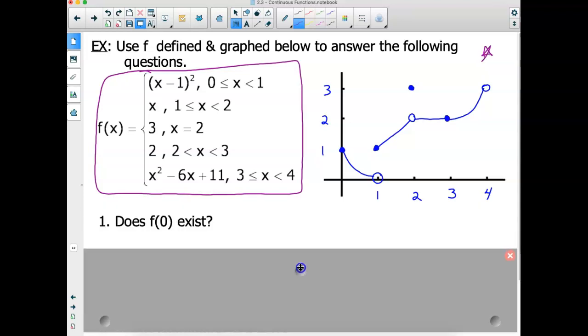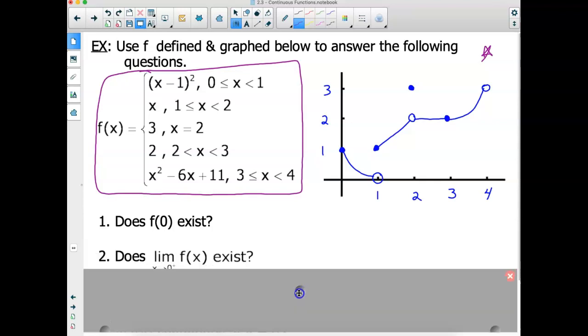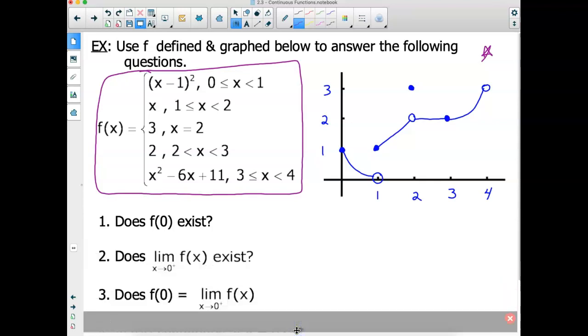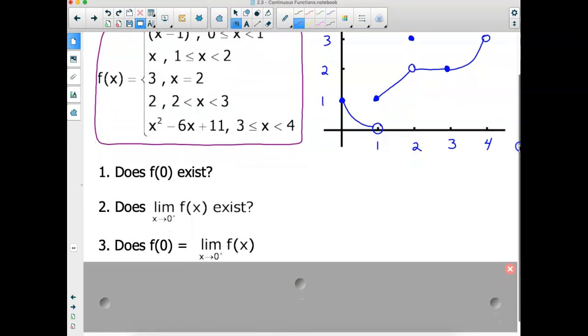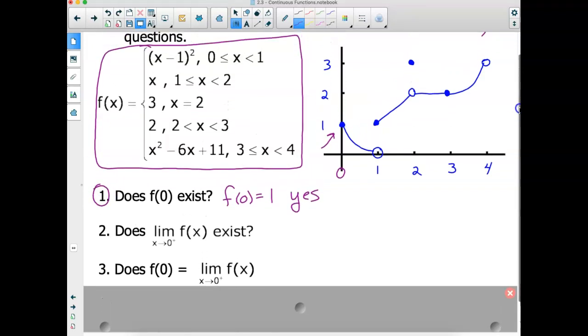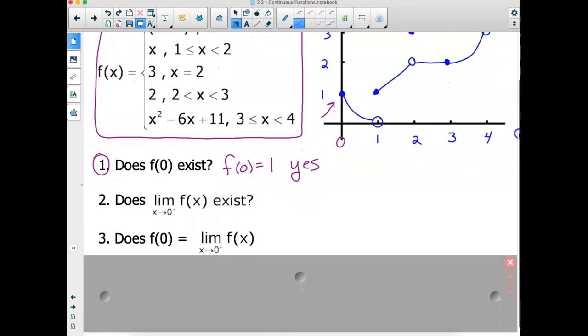So as we're going through, bottom line, what we're going to do is we are going to be looking here. The first one I'm going to be looking at here is, does f of 0 exist? Does f of 0 exist? Well, here's 0. f of 0 equals 1. So I can see f of 0 equals 1. So yes, f of 0 does exist. That's rule number 1. We're checking for continuity at the point 0 right now.